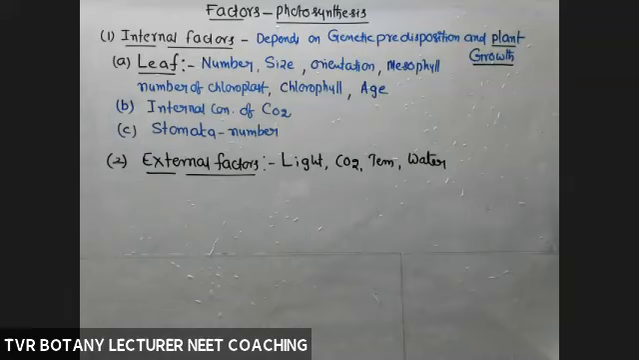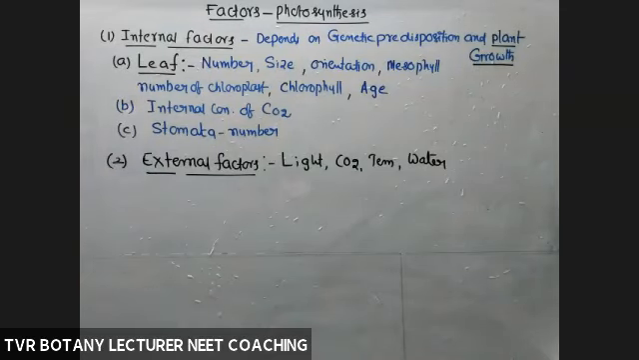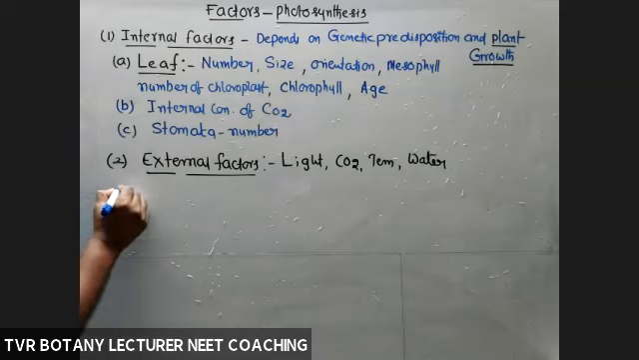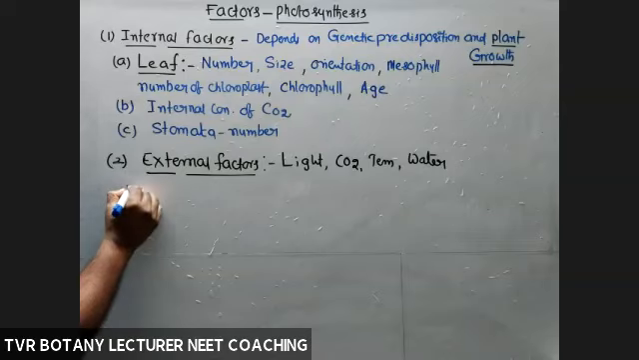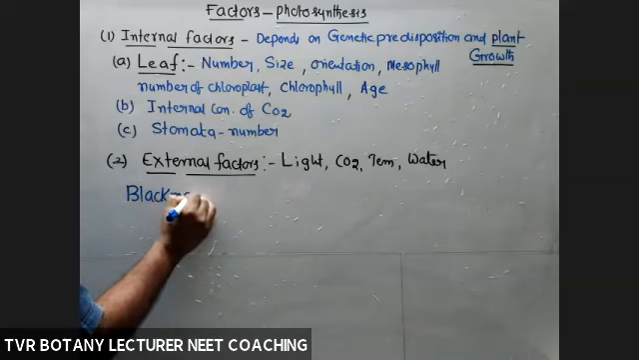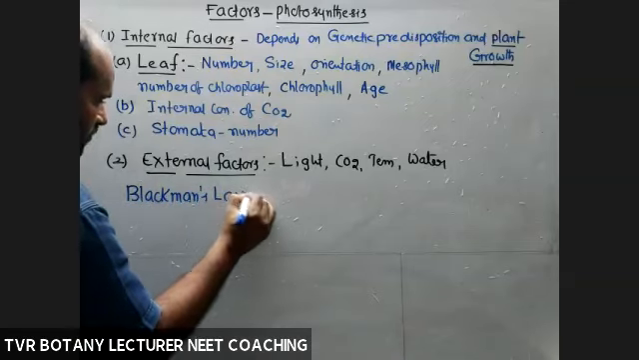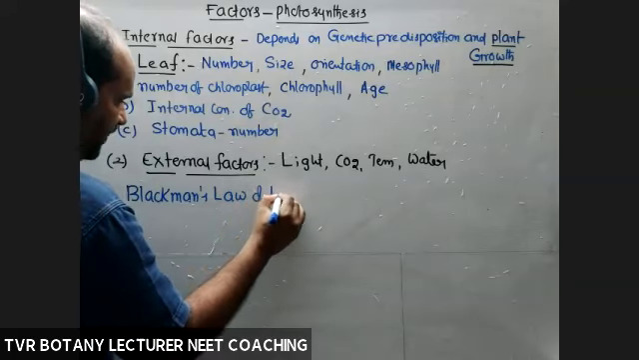So to understand the factors affecting rate of photosynthesis, we should study Blackman's law of limiting factors.